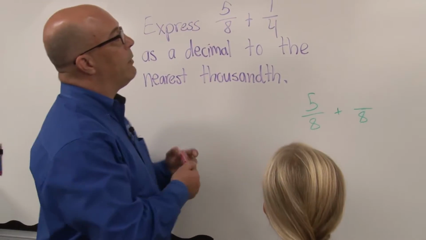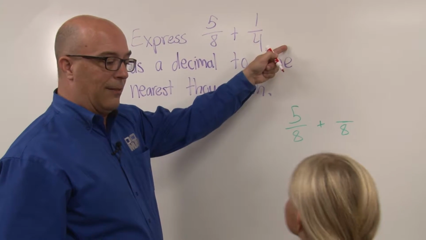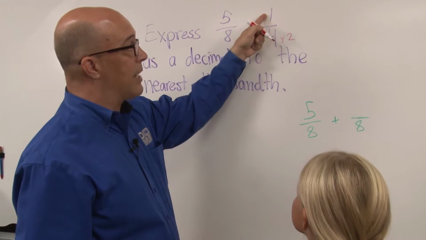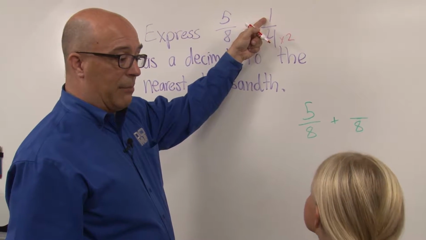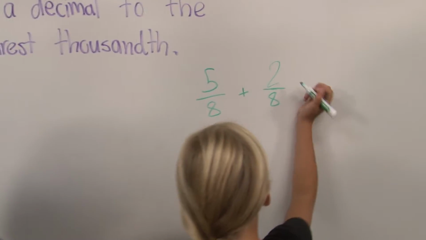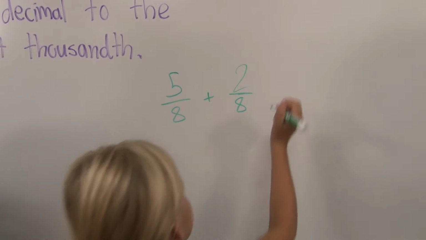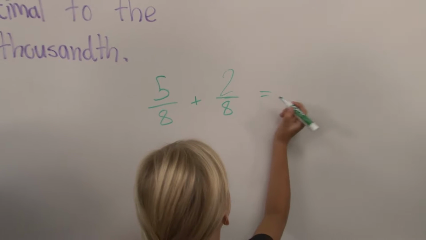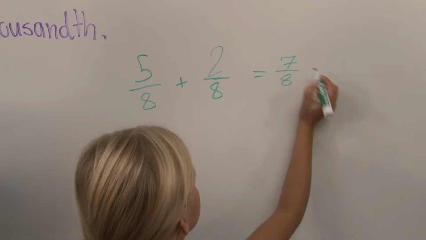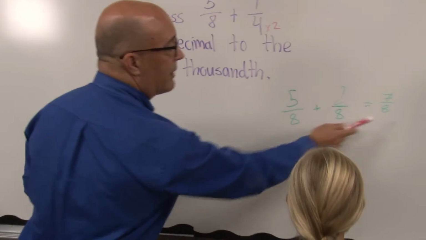Now up here, we went from 4 to 8. What did we have to multiply by to get to 8? 2. So we had to multiply by 2. So whatever you do to the bottom number, you do to the top number. So what is that going to now be? 2. Okay, so go ahead and put the 2 up there. Now, can we add these two fractions together now? Yes. All right, so why don't you go ahead and put an equal sign and tell me what you've got. There you go, 7/8, okay? So 5/8 and 1/4 turns out to be 7/8.